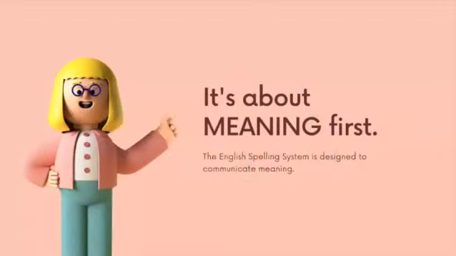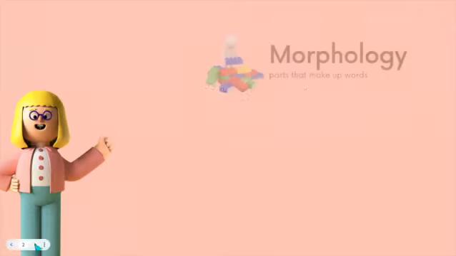The thing to remember about English spelling is it's all about meaning first. Our spelling system is designed to communicate meaning. What does that mean exactly? We want it to be as efficient as possible for our brains to know what a word means as we are reading it. The first part that we can look at is morphology. Those are the parts that make up words.